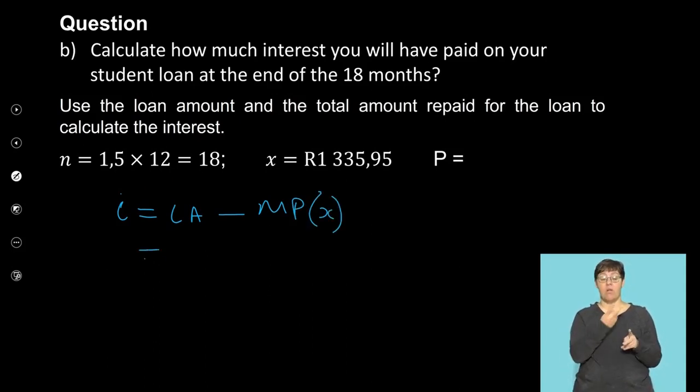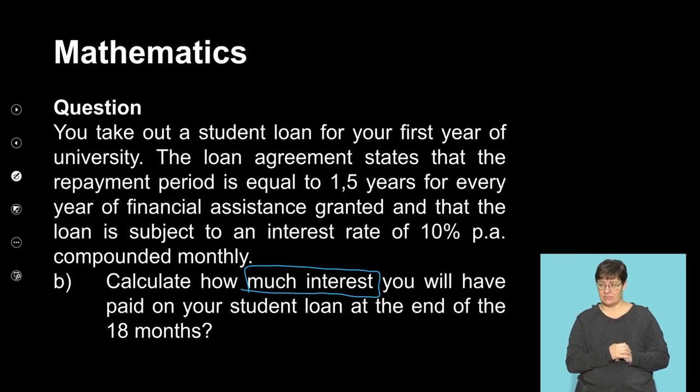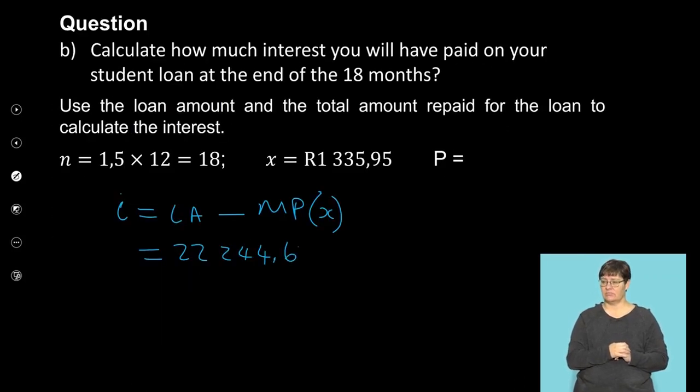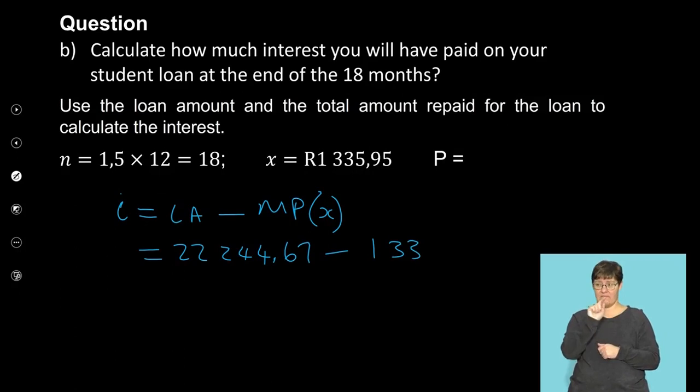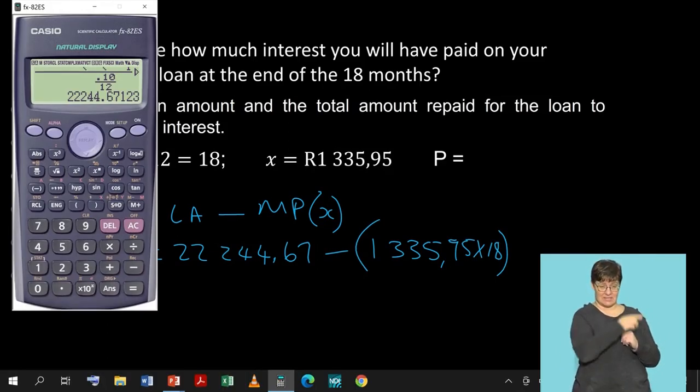Now, the loan amount will be the 22,000 they told us about, 22,244, and how many cents was it again? This was 67 cents, and 67 cents minus monthly payment for 18 months will be 1,335.95 multiplied by the 18 months. Right, and then we go straight to our calculator.